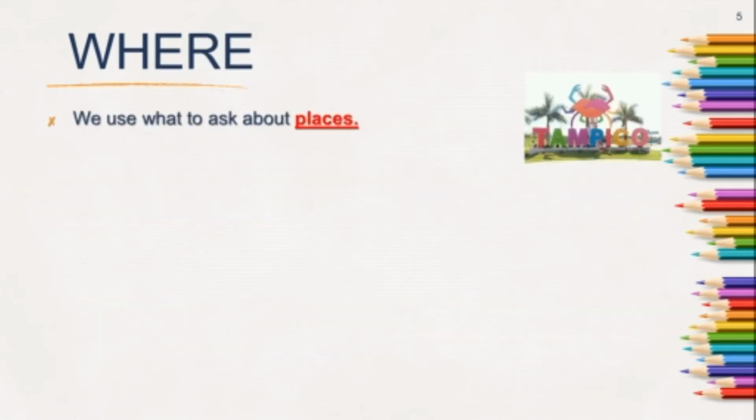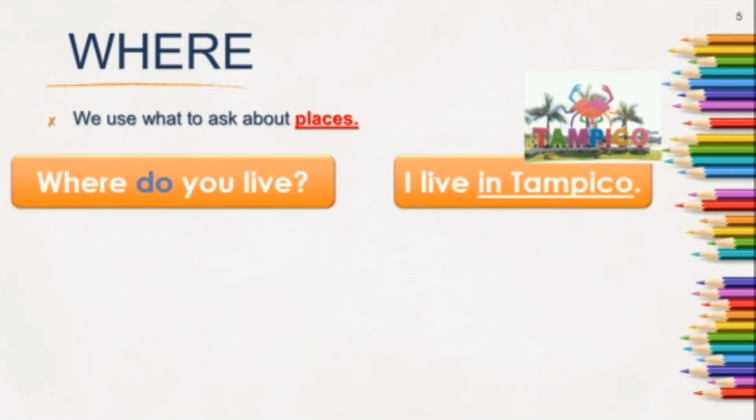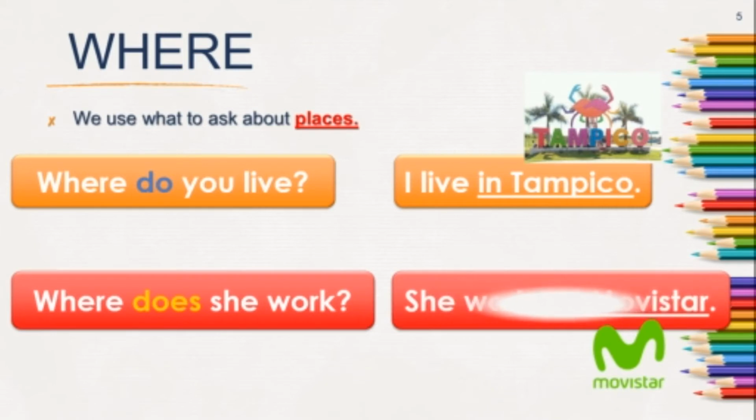Where. We use where to ask about places. I just wrote here what, but it's where. Where do you live? I live in Tampico. Where does she work? She works at Movistar. Where, to ask about places. Where are you from? Where is my cell phone? Where.